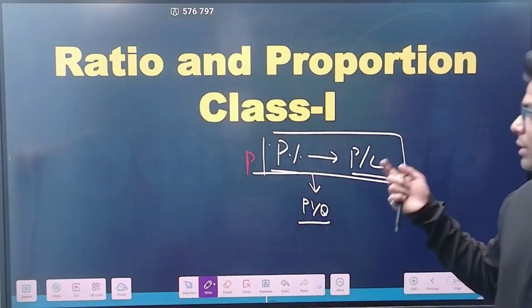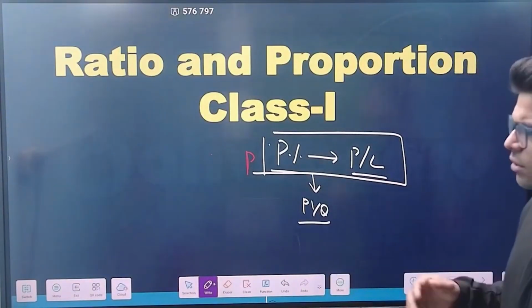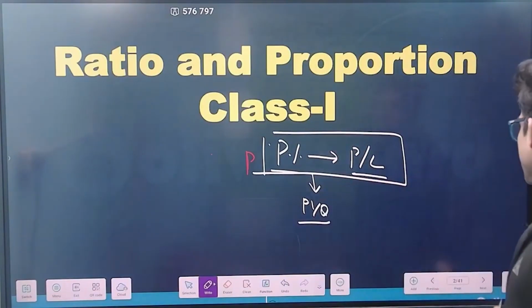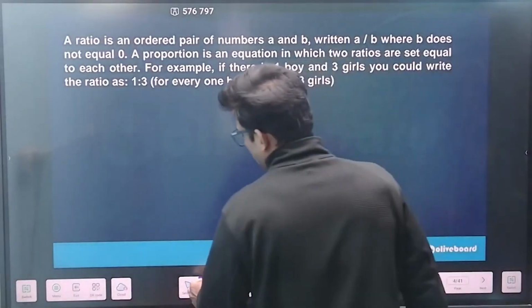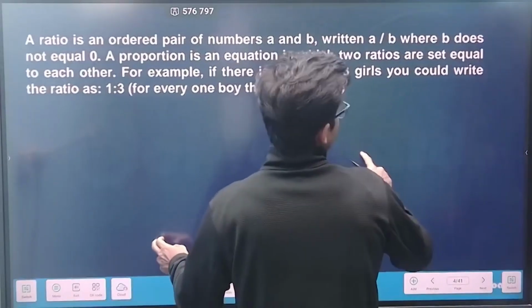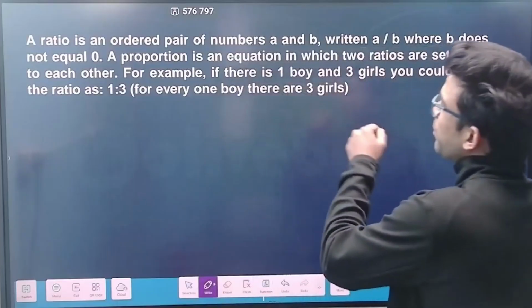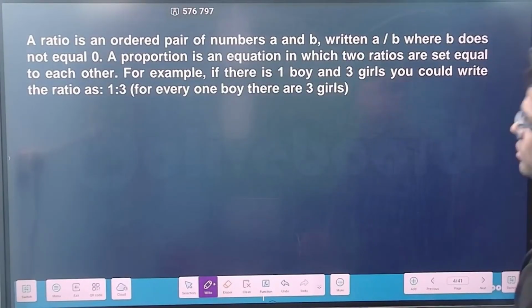Now I will be doing this in ratios also. Let us know this chapter in terms of theory also. So first of all, I'll start the class. First of all, what is ratio? Ratio is the quantity which we assume, correct? A ratio is an ordered pair of numbers a and b, written a by b, where b does not equal 0.